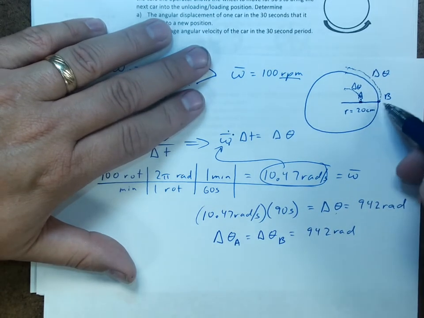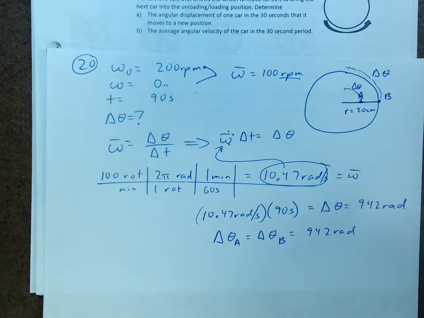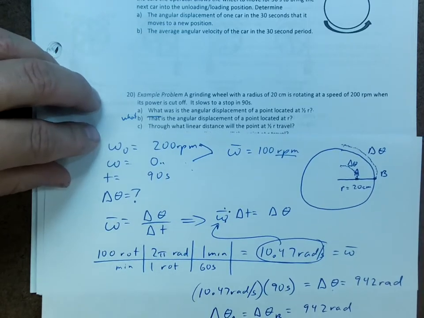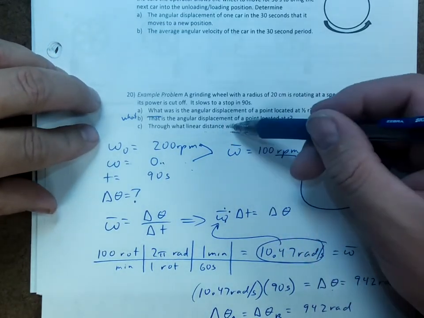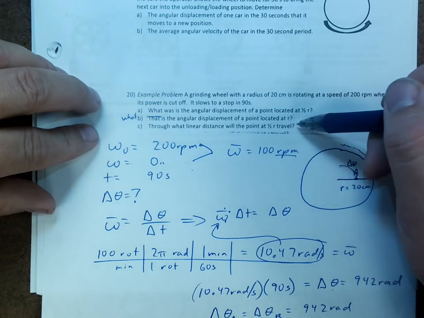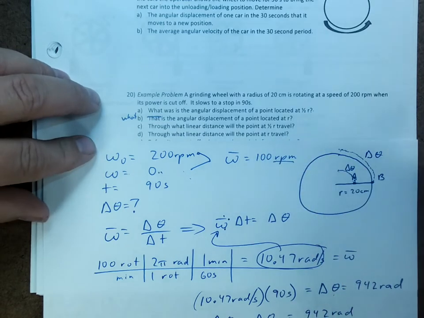Both points A and B rotate through the same angle. Okay. Now C asks, through what linear distance will a point at 1/2 the radius travel? And D asks, through what linear distance will a point at the full radius travel?